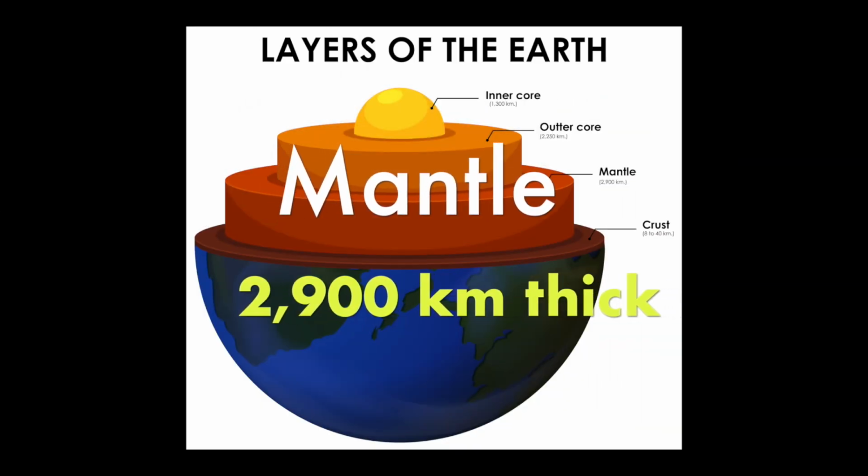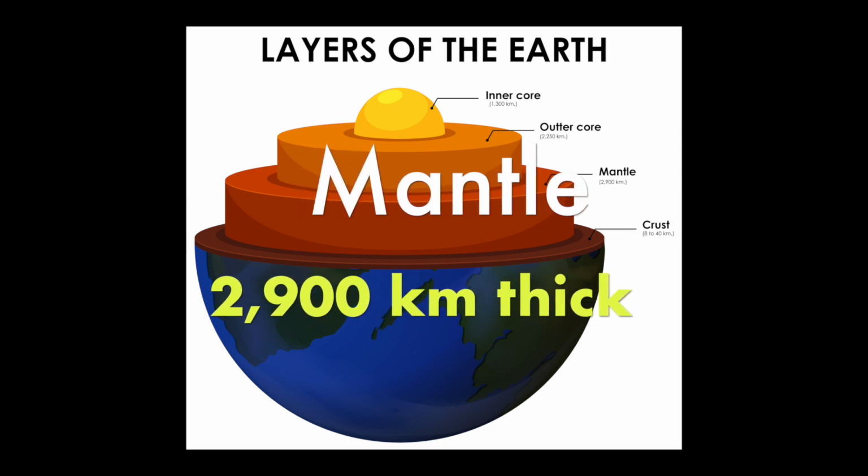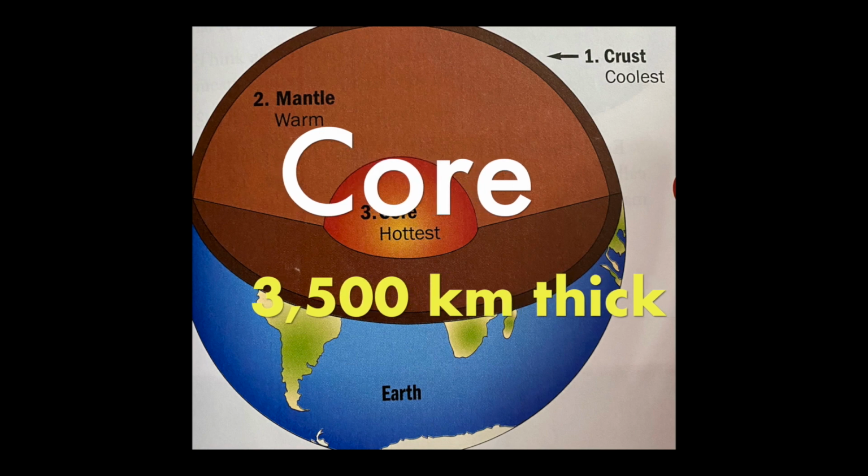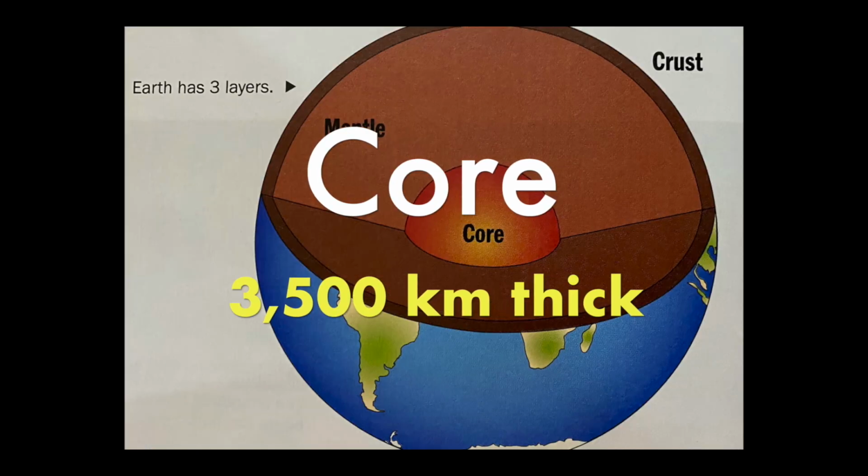The next layer is the mantle, and it is about 2,900 kilometers thick. More than 2/3 of the mass of the Earth is in the mantle. The mantle has two parts. The upper mantle is a plastic solid rock that can flow like a thick liquid, and the lower mantle is solid rock.